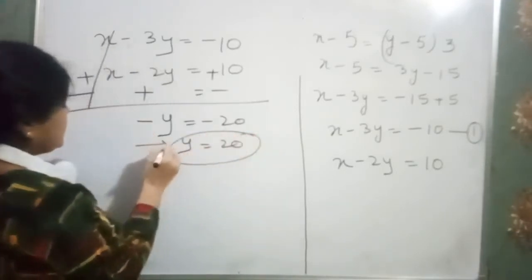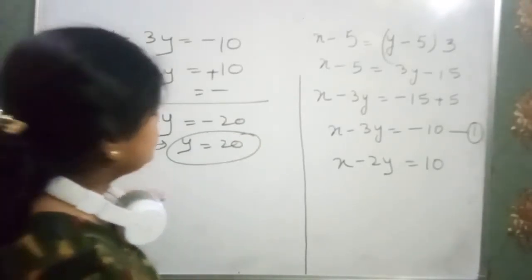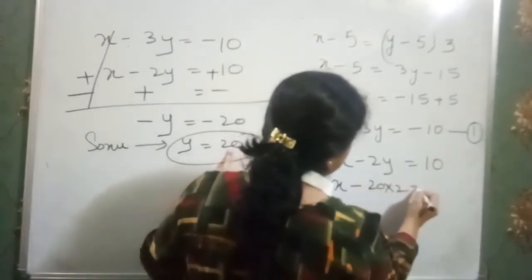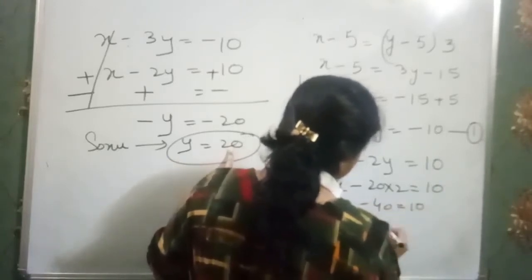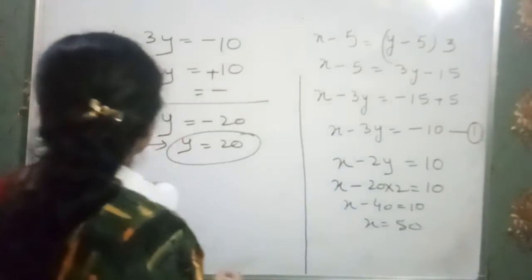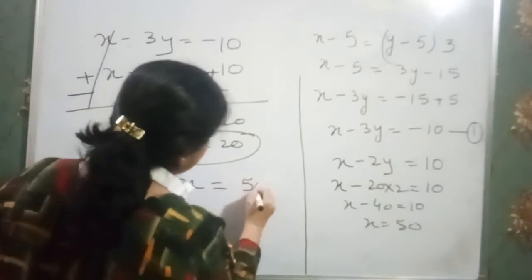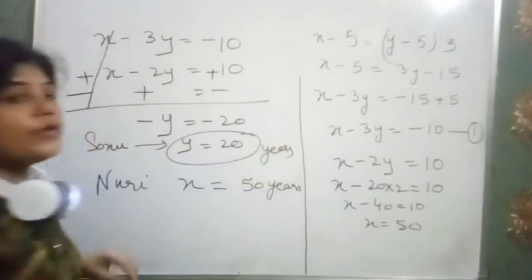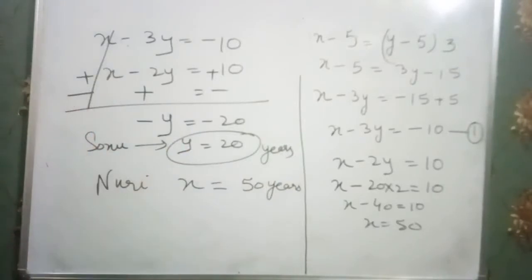So who is y? y is Sonu. Now find the value for Noori. We write here x minus 20 into 2 is equal to 10. So x minus 40 is equal to 10. So x is equal to 50. So the age of Noori, that is x, is equal to 50 years. Clear? I am going to take one more problem regarding age, and I am sure that you will get the concept. Just write it down, and I am going to explain another one.